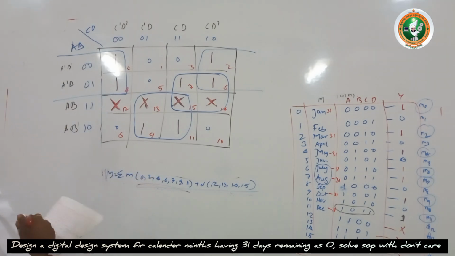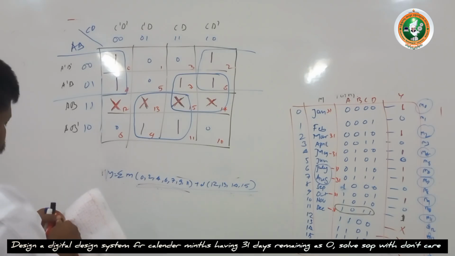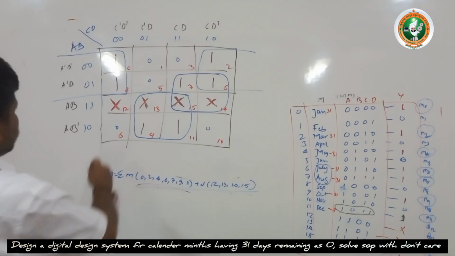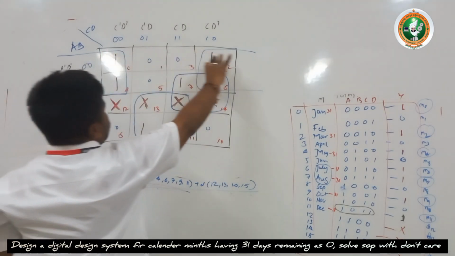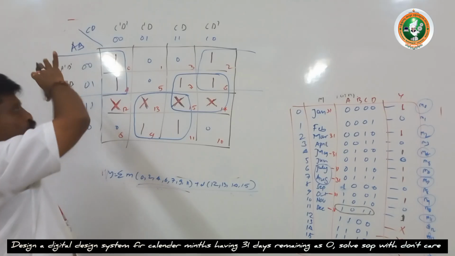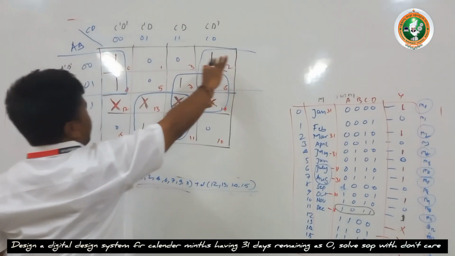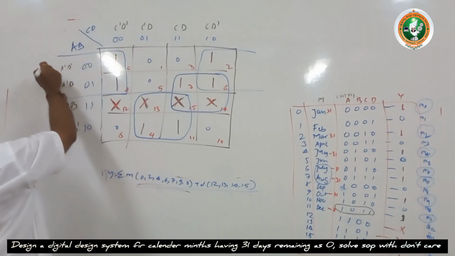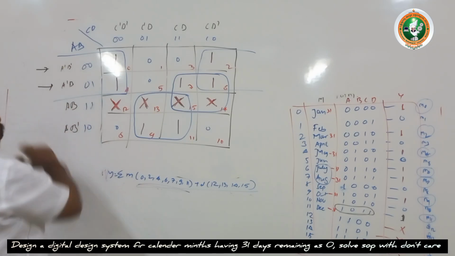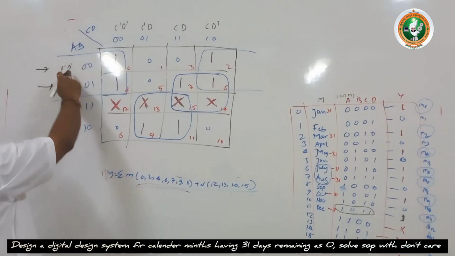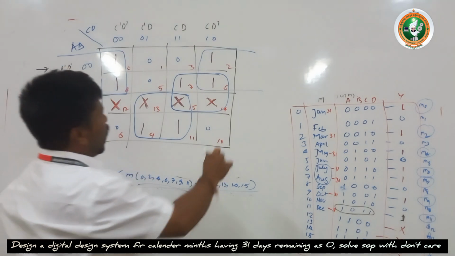Okay, next is the grouping. We made the groupings here. Next is the simplification of these groups. How can I simplify it? The first group belongs to how many rows? Two rows. In these two rows, which one is common? A dash is common, B dash common, A dash B. Okay, A dash is common, so I can write it.